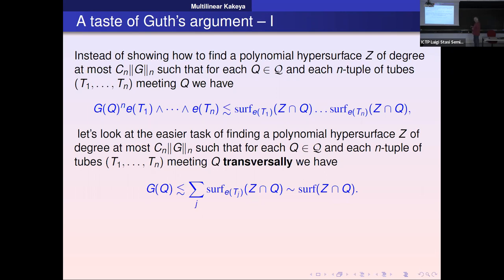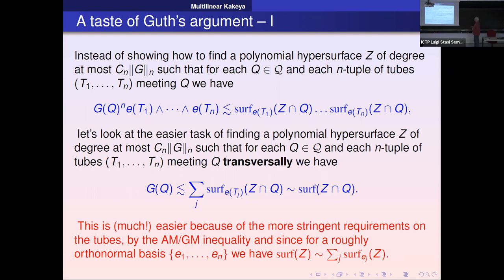So why is this easier? Well, if we're considering only tubes meeting Q transversely, that means that these wedge product quantities are all one. If they're all one, we then take the nth roots of both sides of this, and this says that g of Q is less than or equal to the geometric mean of these surface areas. So what we're going to prove instead, the easier thing, is that g of Q is less than the arithmetic mean of these surface areas. Well, the geometric mean is always less than the arithmetic mean. So we're making life much easier for ourselves if we only go for the arithmetic mean. And that's nice because the arithmetic mean of these surface areas is basically just the standard surface area of Z intersect Q. So this is a much less technical thing to prove, but it still will give the main idea.